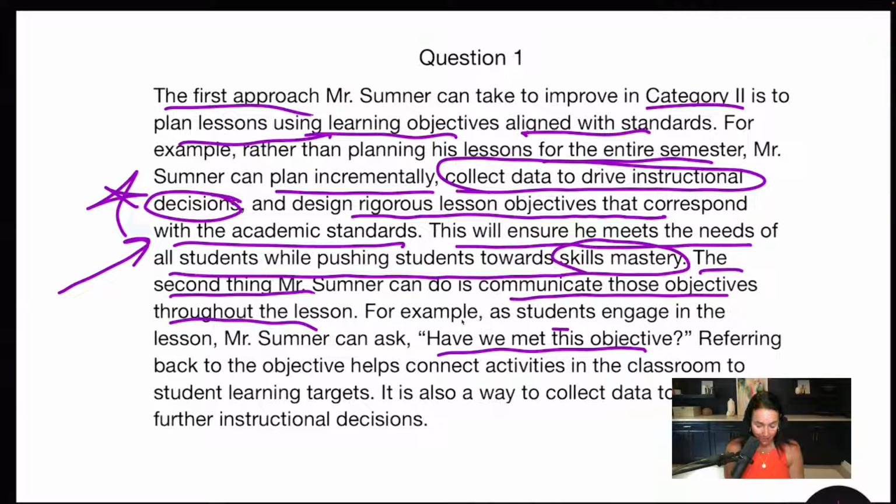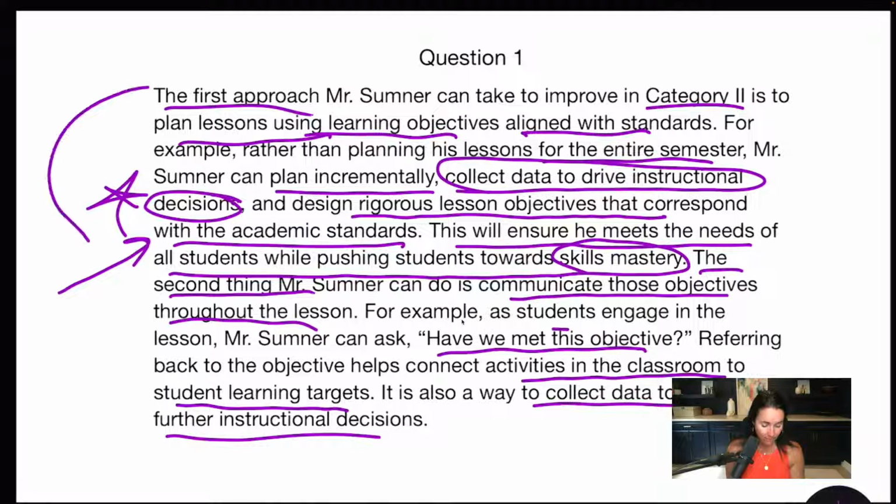Referring back to the objective helps, and here we go, this is the second part. Why is it going to help? Referring back to the objectives helps connect activities in the classroom to student learning targets. It is also a way to collect data to make further instructional decisions. So this is one paragraph here, and I met all of those tasks. I chose 2 modifications. The first one is to plan lessons using learning objectives. The second one is to refer back to those objectives when teaching.